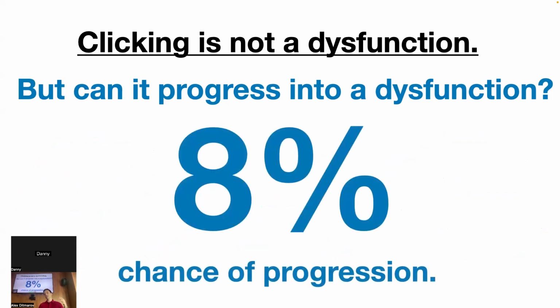All these studies are telling us that on average, there is an 8% chance of progression. 8% chance. Is it significant? I'm not sure. I think any condition can progress into any condition over the years with an 8% chance.